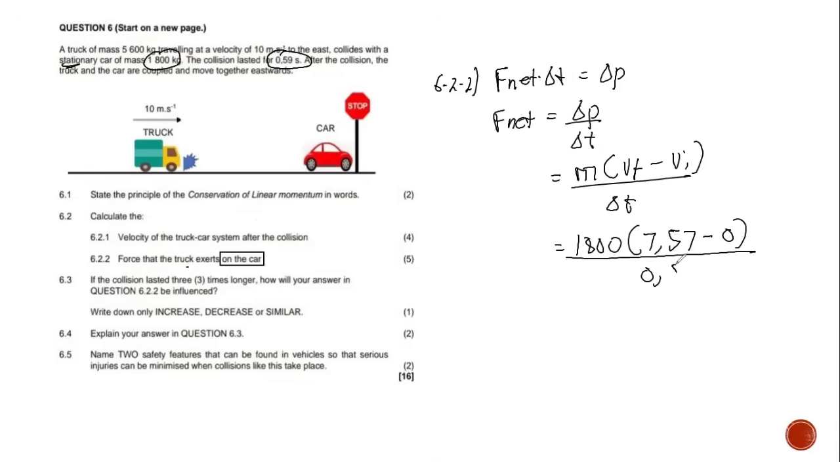So I'm putting 0.59. So we can see the time has been steadily given in seconds, so there was no need to convert anywhere. Then 7.57 minus 0. Punch all that into your calculator. Then you have 23,094 point, round off to 2 decimal places, 92 newtons.